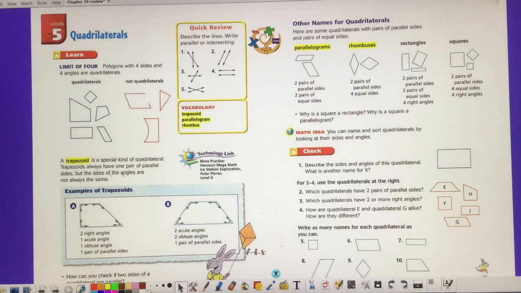So looking back on the definition, is it a trapezoid, parallelogram, or rhombus? Does it only have 1 set of parallel sides, or does it have 2 pairs of parallel sides? And I'm thinking there's 2 pairs of parallel sides. So it's definitely not a trapezoid. It is a parallelogram and a rhombus.